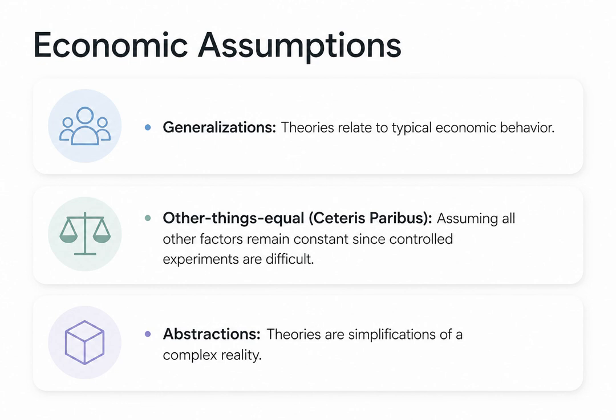One major assumption is the other things equal principle, also known as ceteris paribus. This means we assume certain factors remain constant while we study the relationship between two specific variables. Economic theories are essentially abstractions, which are simplifications of a very complex real world.